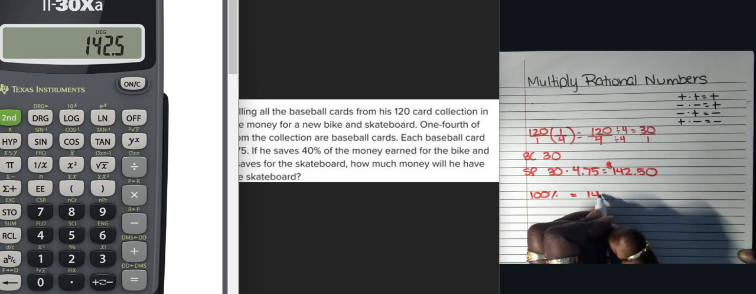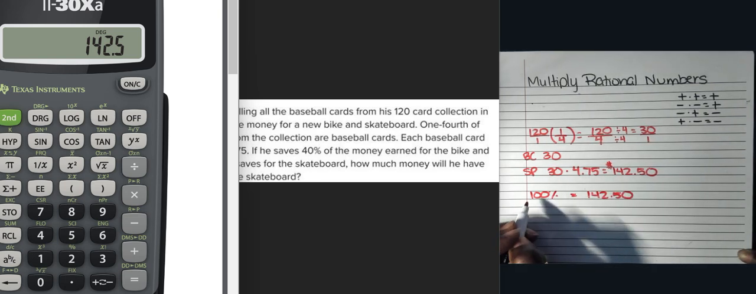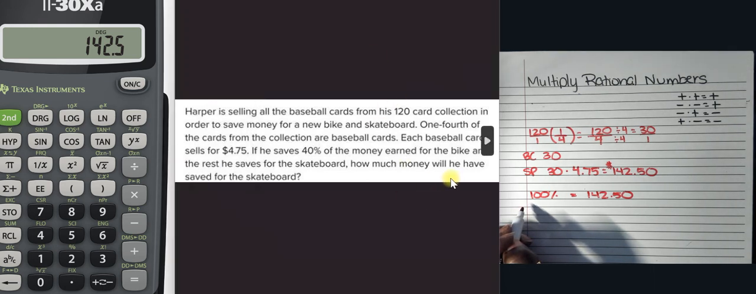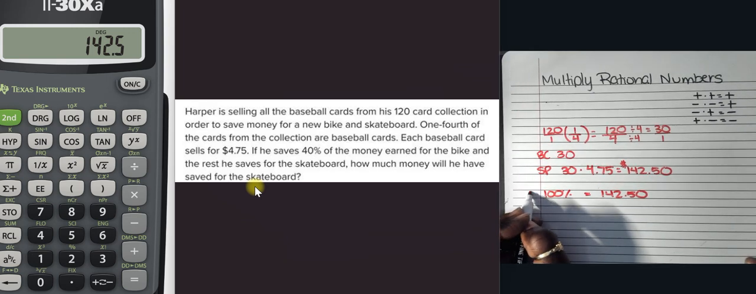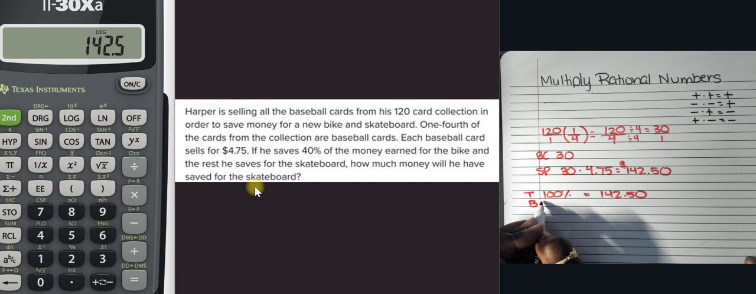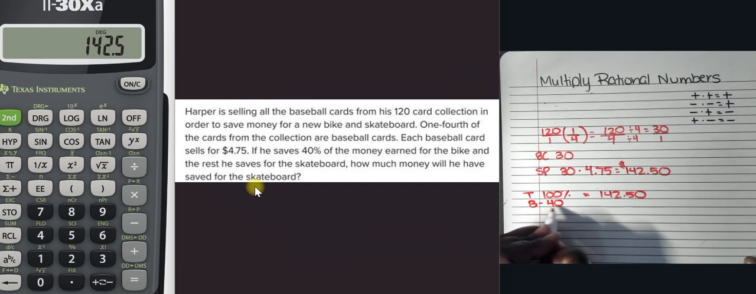So $142.50. We know that he is going to save 40% of the money for the bike. The rest of it is going to be saved for the skateboard. So how much money is he saving for the skateboard? Well, let's look. So we've got 100%. That's the total. So I'll put a T here to let you know that's our total. We're going to take away how much is it for the bike. So we're going to subtract out 40%. And that leaves us with 60%, which is what he's going to save for the skateboard.